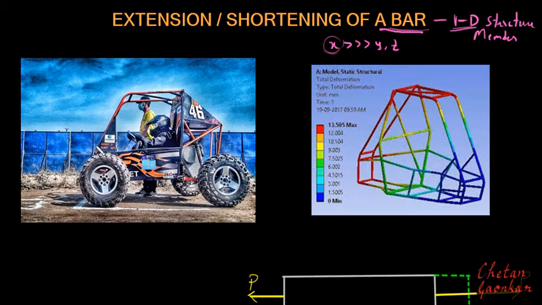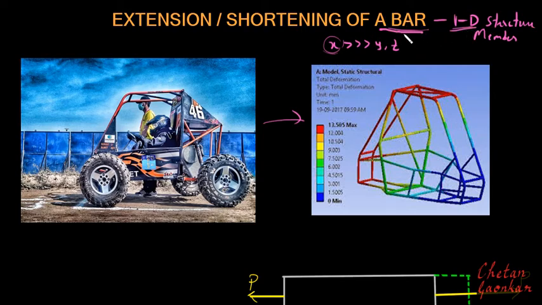Consider this example of an off-road vehicle, and this is the roll cage. This structure which you can see here is the roll cage, whose analysis has been performed here. If you consider an individual member of this roll cage, you can see that its length is very large compared to its cross section, and therefore we can analyze it using the approach of 1D.